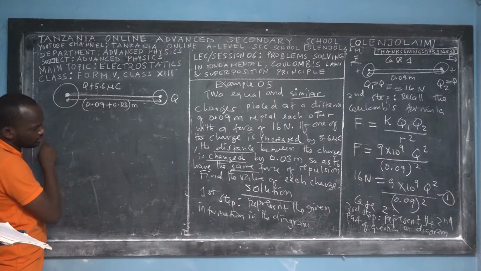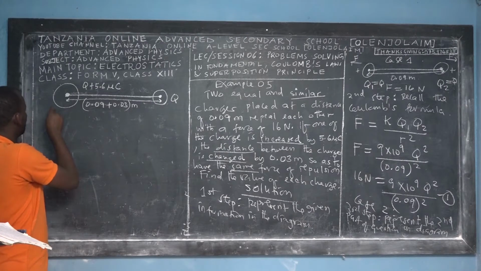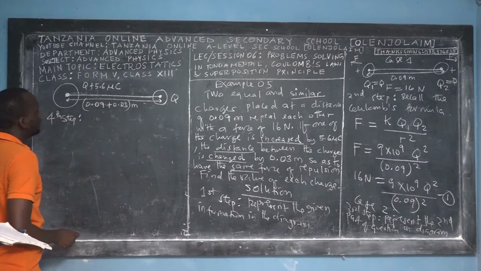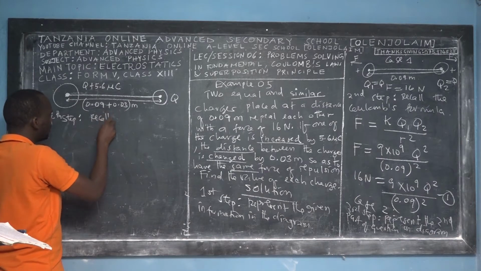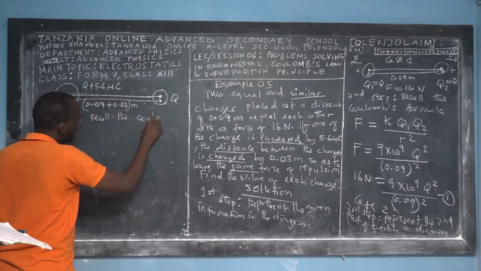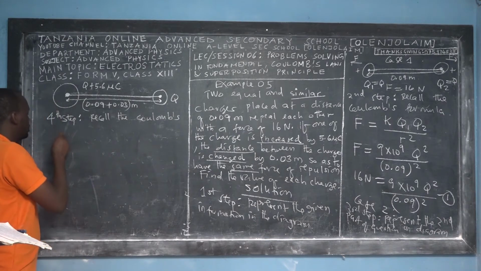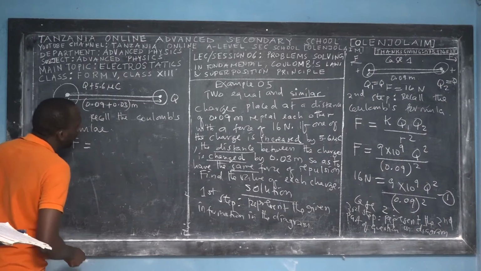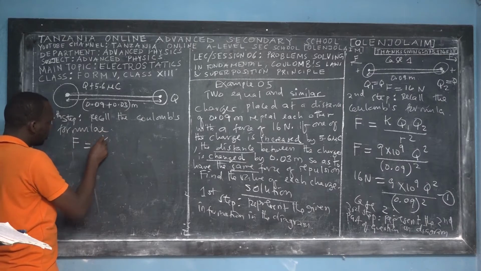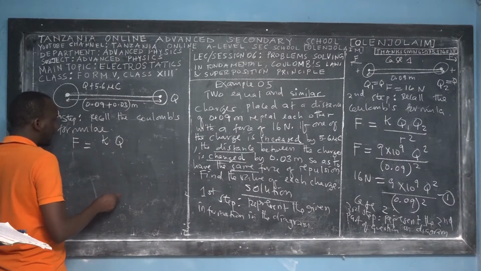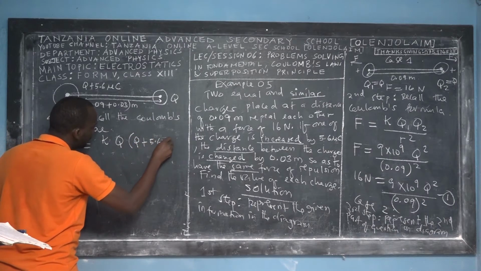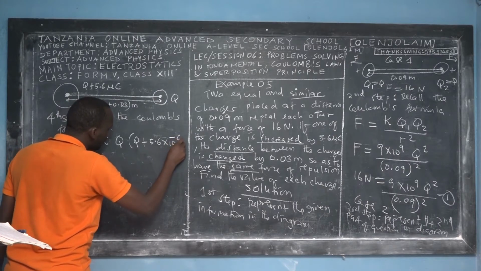Then we go for the first step. First step, recall Coulomb's law or Coulomb's formula. The electrostatic force of attraction or repulsion is equal to the proportionality constant times Q, times Q plus 5.6. Change these microcoulombs into coulombs.